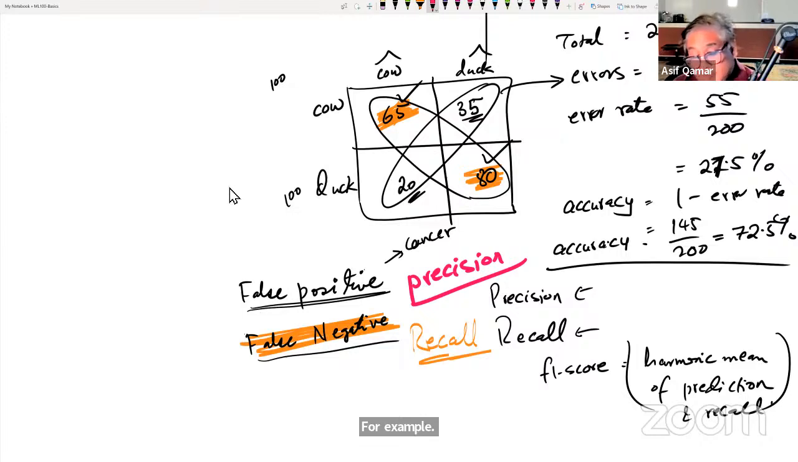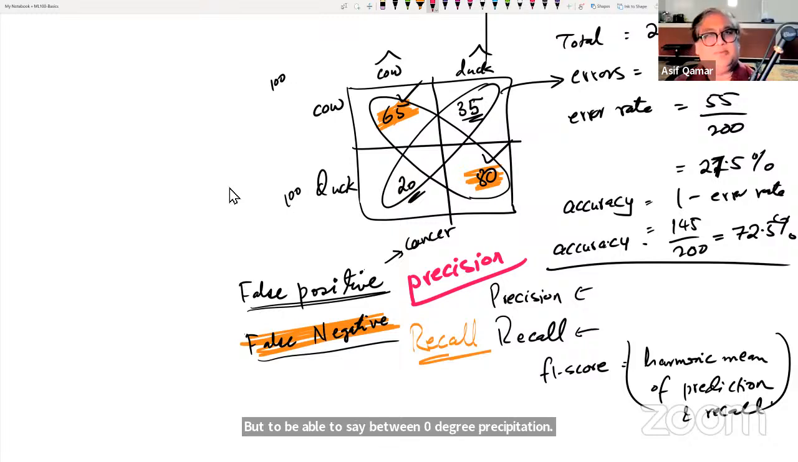For example, if you want to predict how much it's going to rain, it doesn't matter whether it will say, for example, 3.2 inches or 3.22 inches of rain today. That level of error is immaterial. But to be able to say between 0 precipitation and 3.2 inches of precipitation, the difference is, in the former case, you wouldn't carry an umbrella. In the latter case, you would carry an umbrella, isn't it?